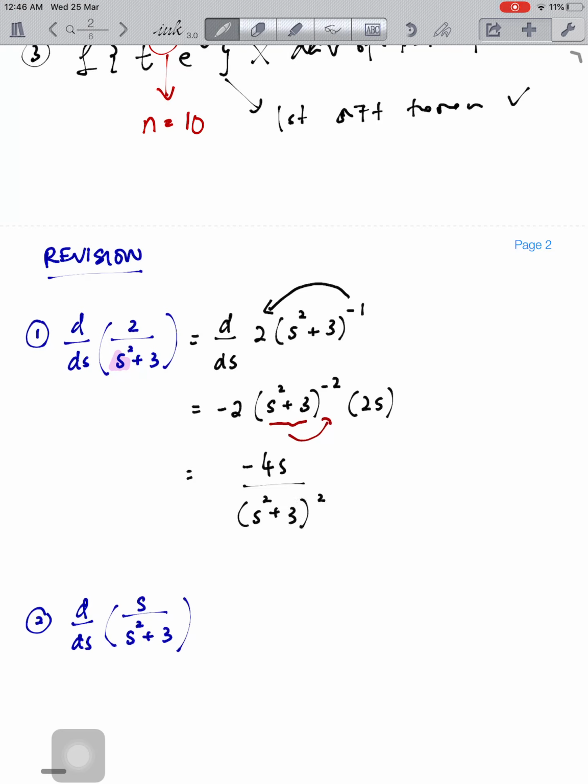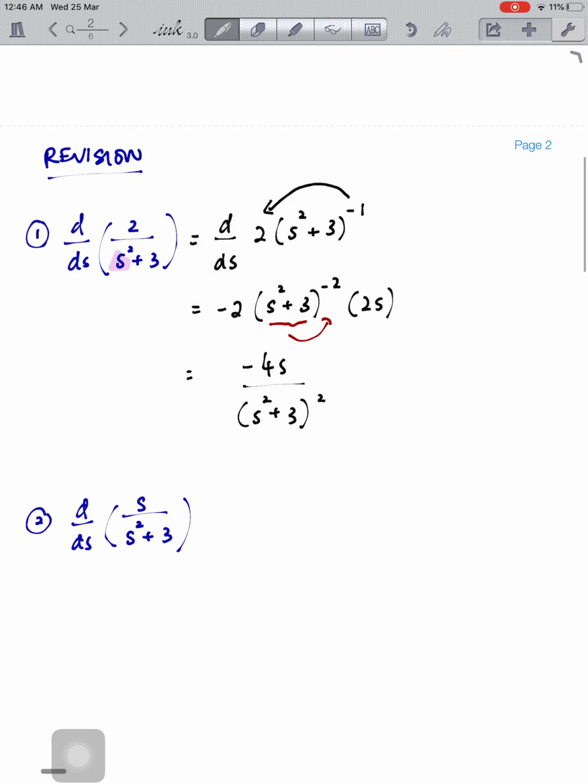Again, I'd like to remind you, when there is only one s, there's no need for you to use the quotient rule or product rule. That's just a waste of time. You can do that directly, but you have to know the correct way to do it.